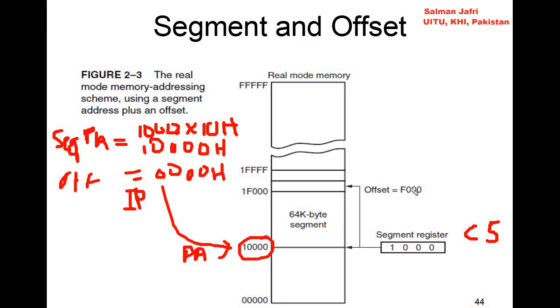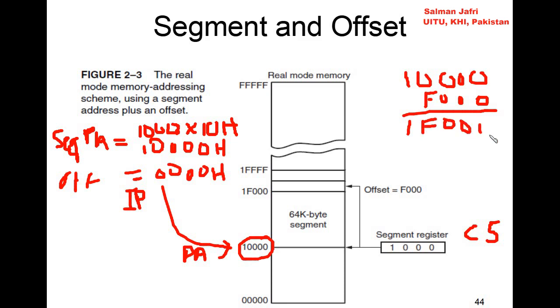Now let's say the offset is F000, so what would be the physical address of this particular location? Again we'll do CS into 10H, which would give us a value of 10,000H. And then we'll add the offset, which is F000. So after a very difficult calculation, we get 1F000 hex. Now this is the physical address of this particular offset location.